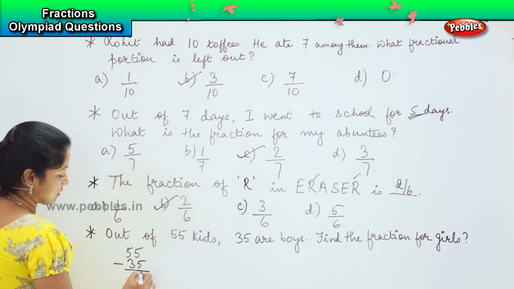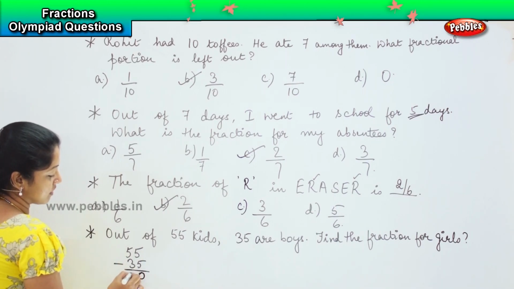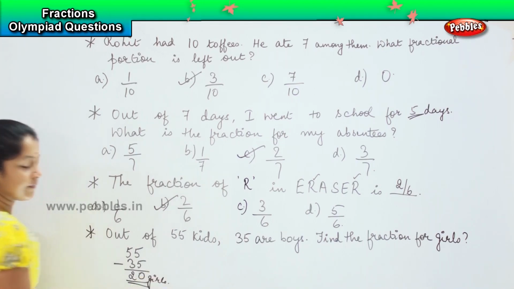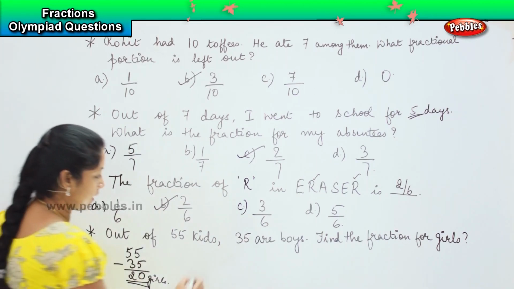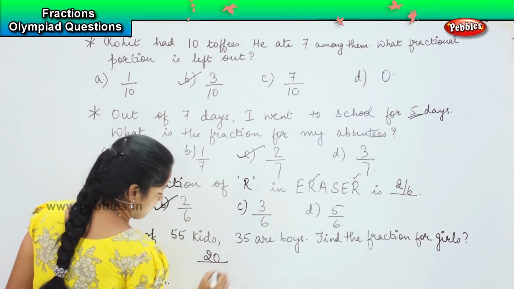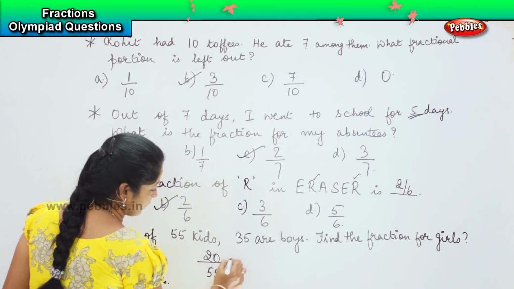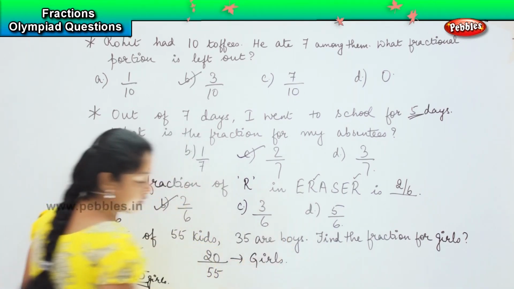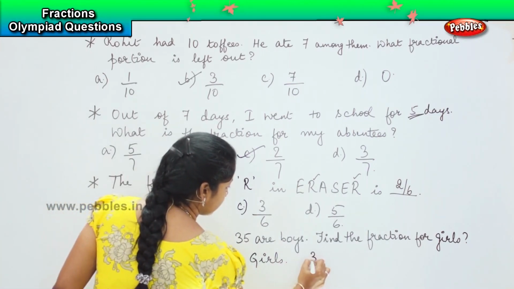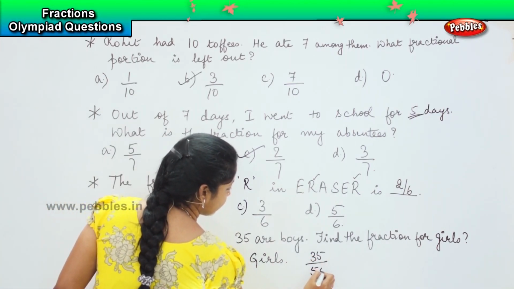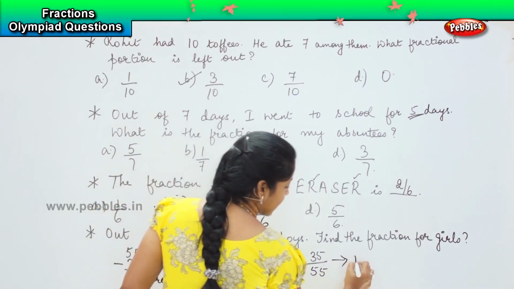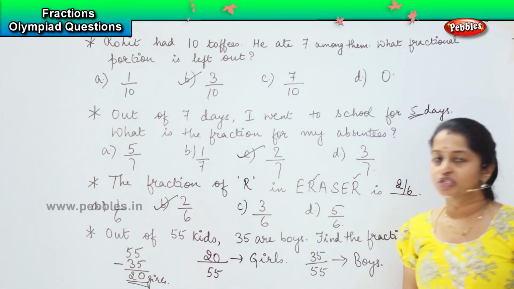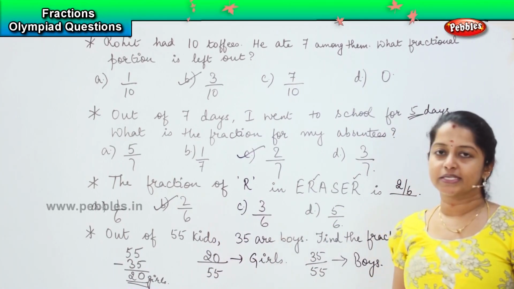So 5 minus 5 is 0 and 5 minus 3 is 2, which means I have 20 girls in the class. So what will be the fraction? It will be 20 by 55. This will be the fractional portion of girls, and 35 by 55 will be the fractional portion of the boys. So are you clear, children? Did you enjoy doing these type of questions?